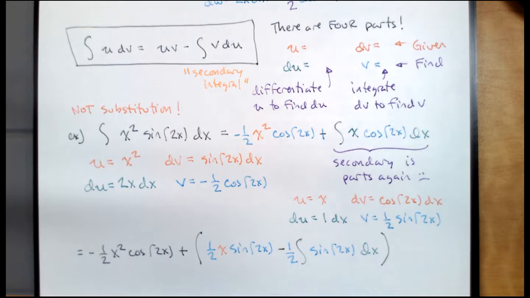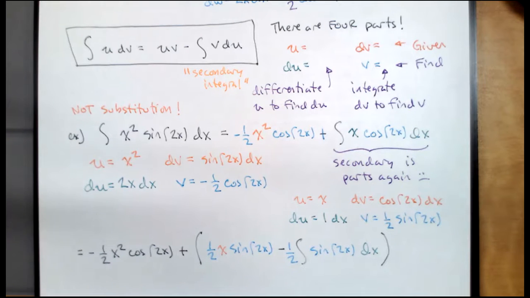So we just followed all the steps again. Step 0, it's not substitution. Step 1, assign parts. u is x and dv is cosine of 2x dx. Step 2, differentiate to find du and integrate to find v. Step 3, put things together into the parts formula. And then step 4, integrate your secondary integral. Our secondary integral has finally got something that's nice and simple. It's not parts again. I may be cruel, but I'm not a monster. Mostly.